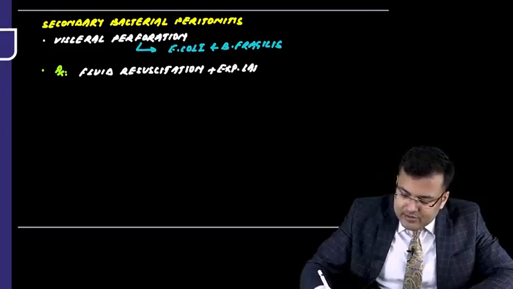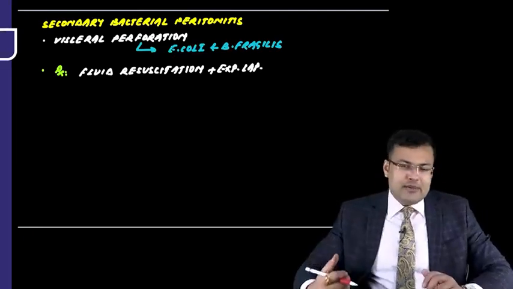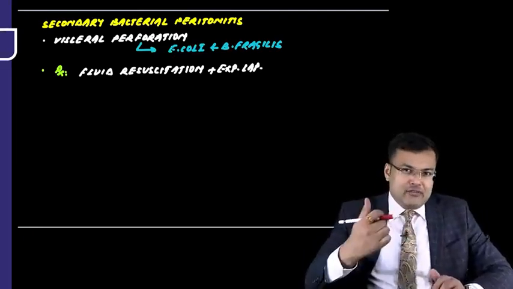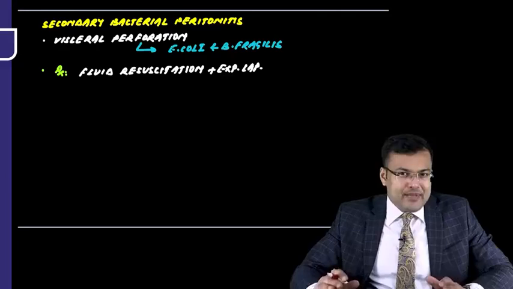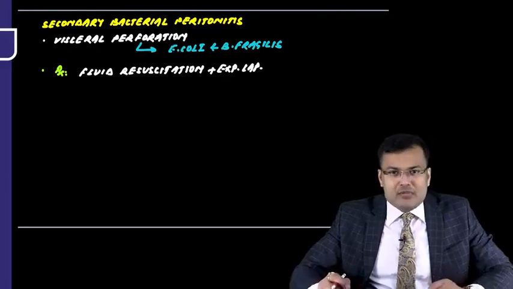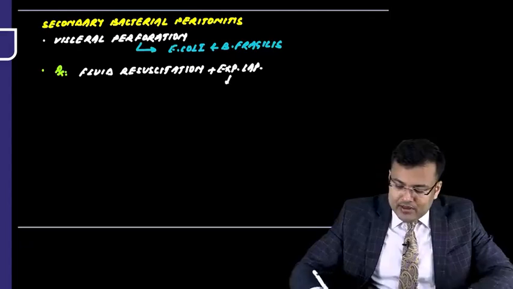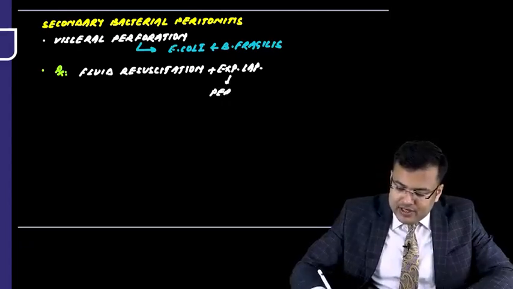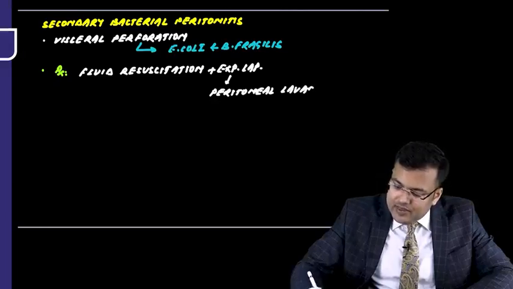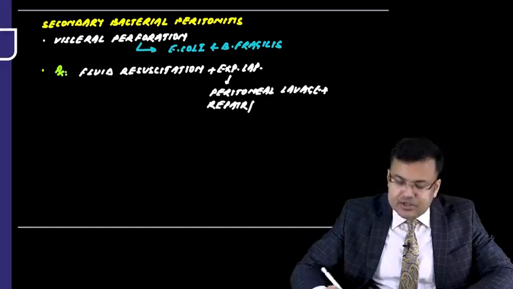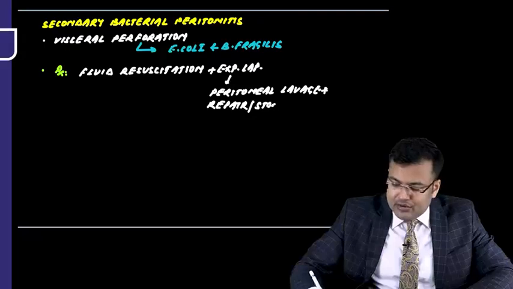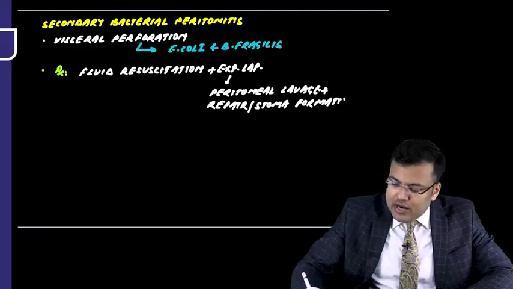And what should be done on exploratory laparotomy? First, we perform peritoneal lavage, and then repair of the perforation. If that is not possible, or if there is massive contamination, then we go for stoma formation.